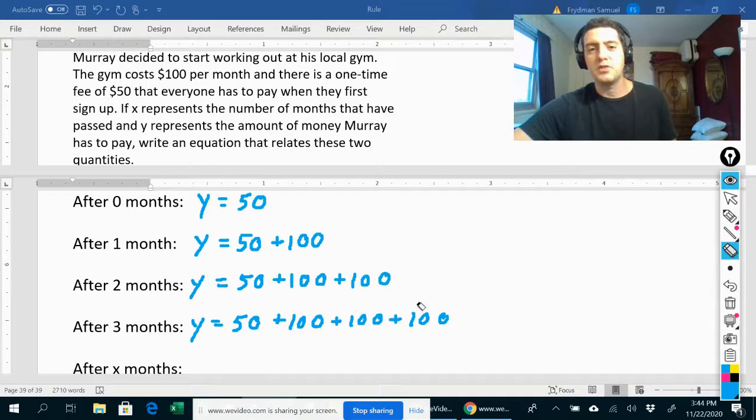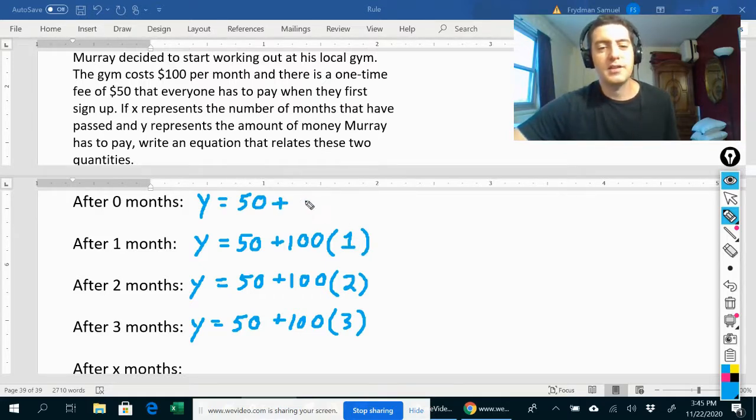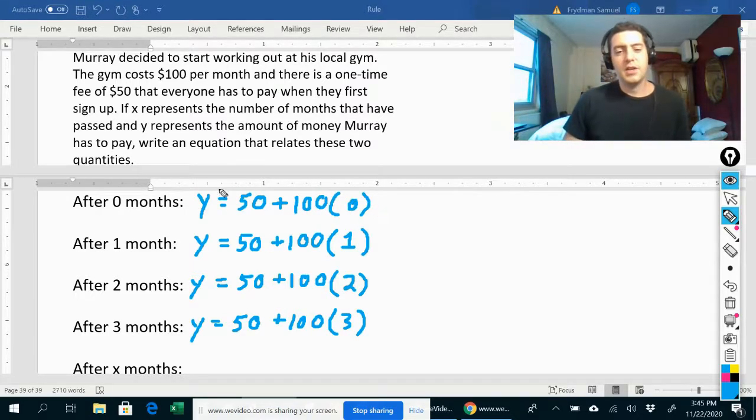Instead of saying 100 plus 100 plus 100, can't we just say that that is 100 times 3? And instead of saying 100 plus 100, we could just write that as 100 times 2. And instead of saying just 100, even though that's already pretty simple, we could rewrite that as 100 times 1. And over here where there's nothing, we could write that as plus 100 times 0. Okay, because 100 times 0 is just 0, right?